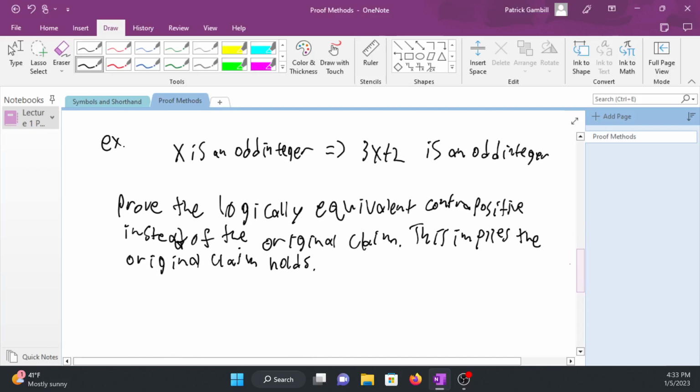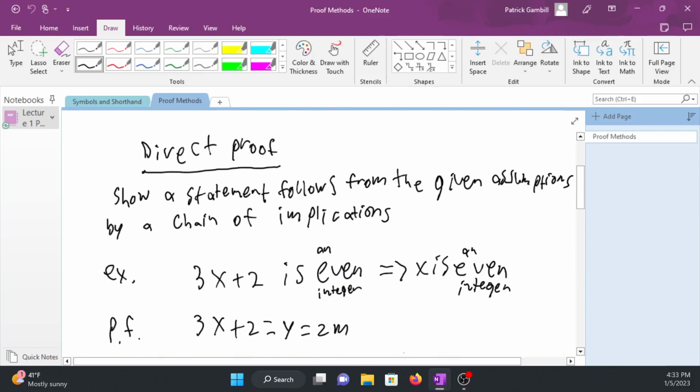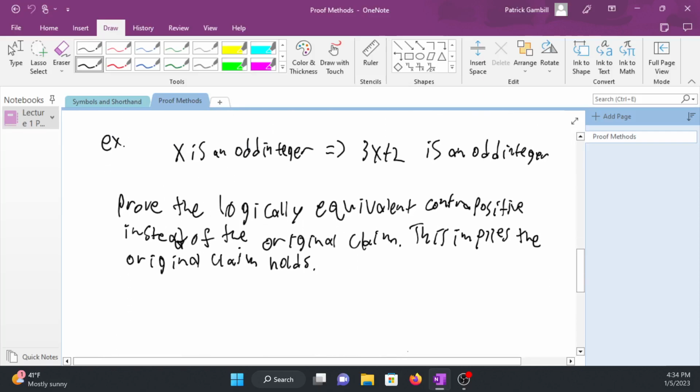So if we want to do this example, we will take the same proof we did for the direct proof up here. We're going to start with a contrapositive here, right? We're going to say if x is an odd integer, this implies 3x plus 2 is also odd. So if x is odd, this means we can write x equals 2m plus 1 for some m that's an integer.